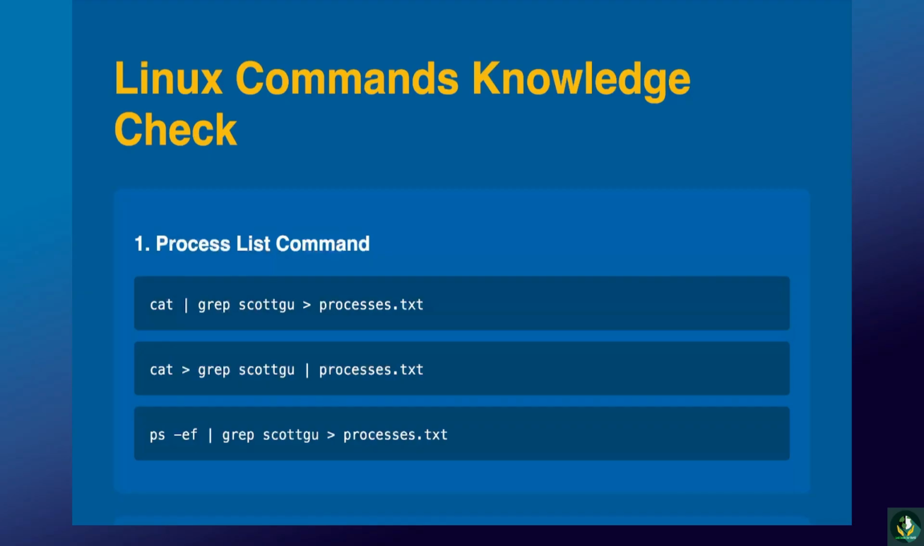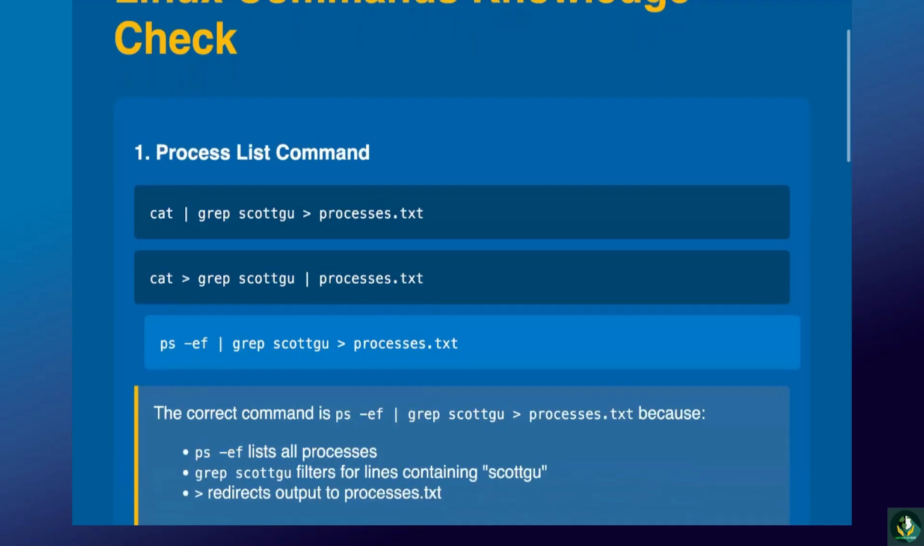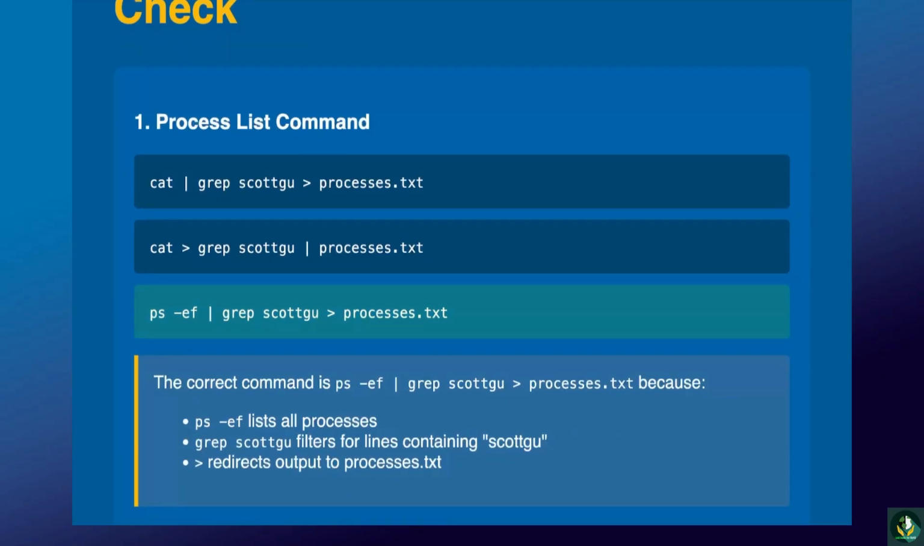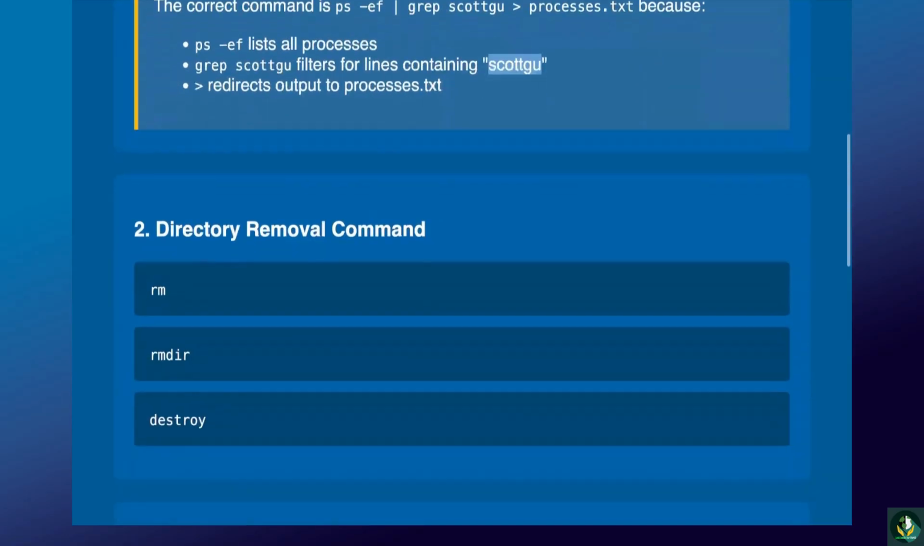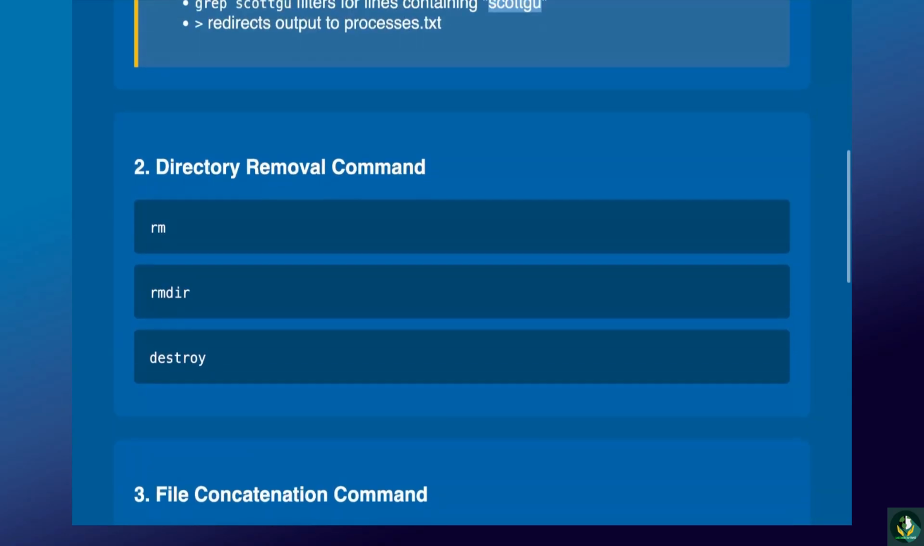Press pause here and think about the correct answer. And the correct answer is ps -ef pipe grep scottgu redirect to processes.txt, because ps -ef lists all processes, as you remember. Grep scottgu filters for lines containing this particular username, and greater than redirects output to processes.txt. Let's get down to the next question on the directory removal command.